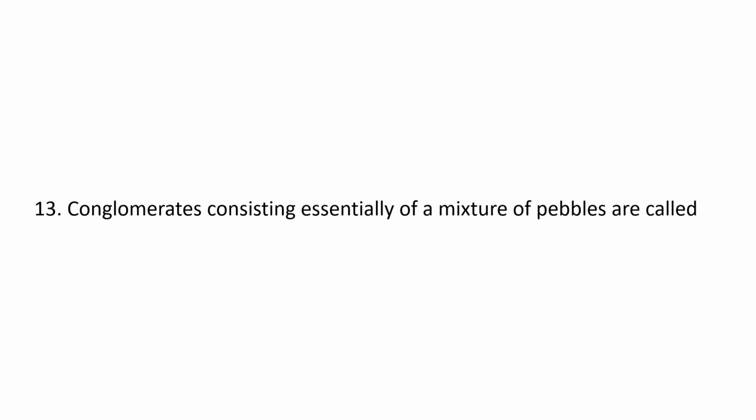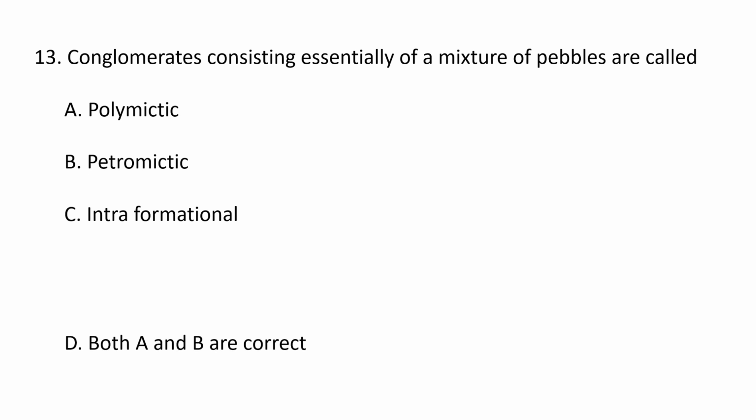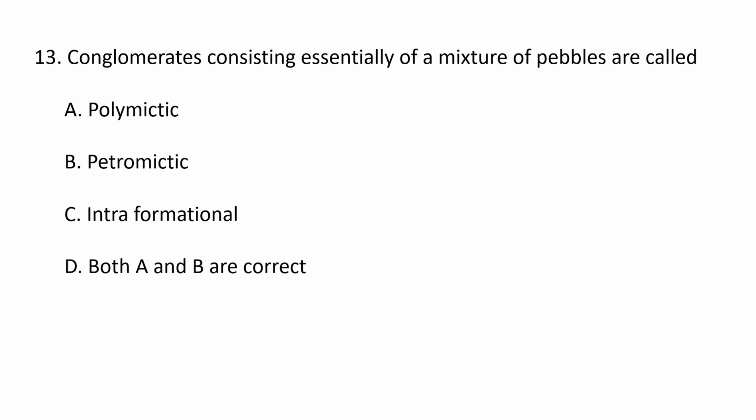Next question. Conglomerates consisting essentially of a mixture of pebbles are called A. Polymictic, B. Petromictic, C. Intraformational, and D. Both A and B are correct. So the correct option is D. Both A and B, that is polymictic and petromictic.